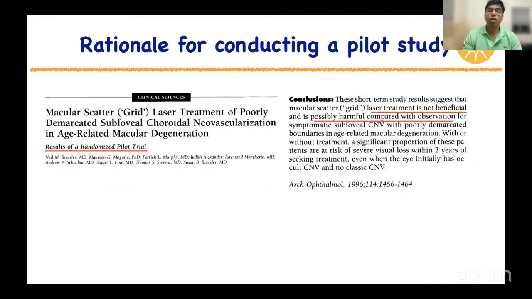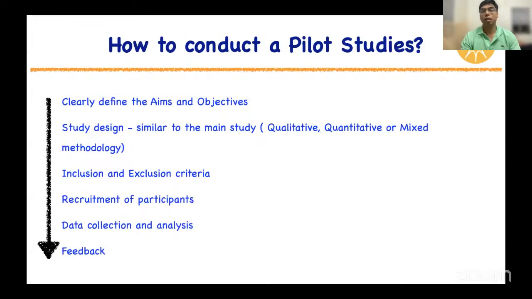So here is a study which was done way back in 1996, where they looked into the effect of laser treatment, or grid laser treatment, on the outcomes of subfoveal choroidal neovascularization. This was before we had anti-VEGFs, and they found in the pilot study that laser is not beneficial, but possibly more harmful to the patient than observation. And the actual study was never conducted. So this is how a pilot study can help in deciding whether the actual study needs to be done or not.